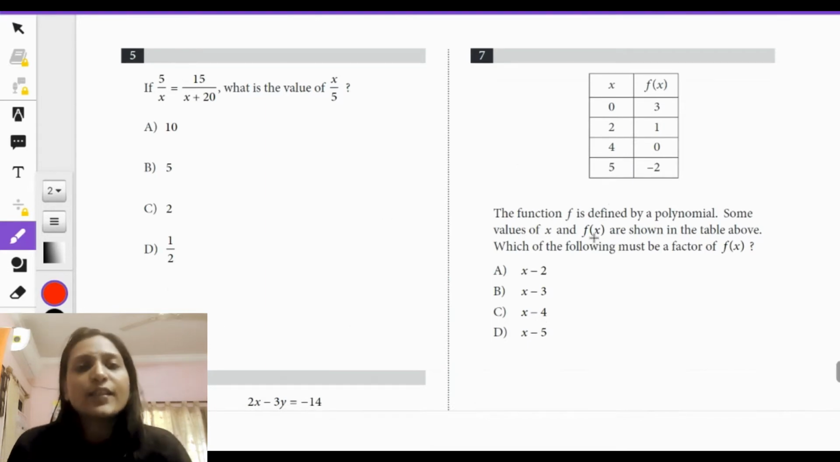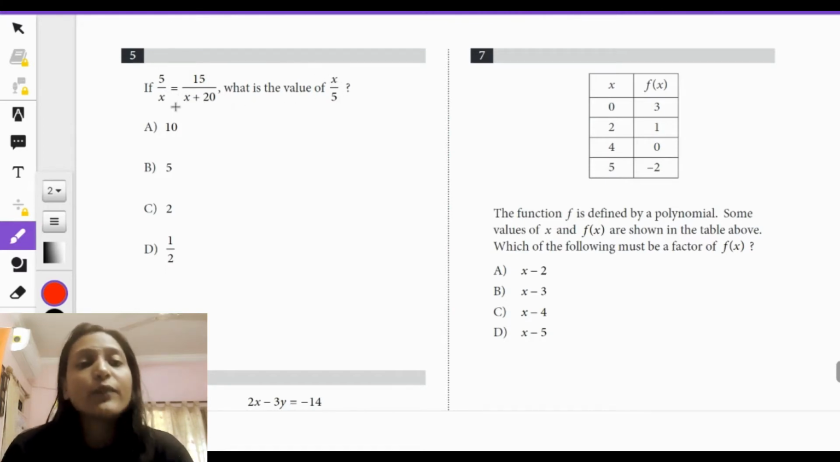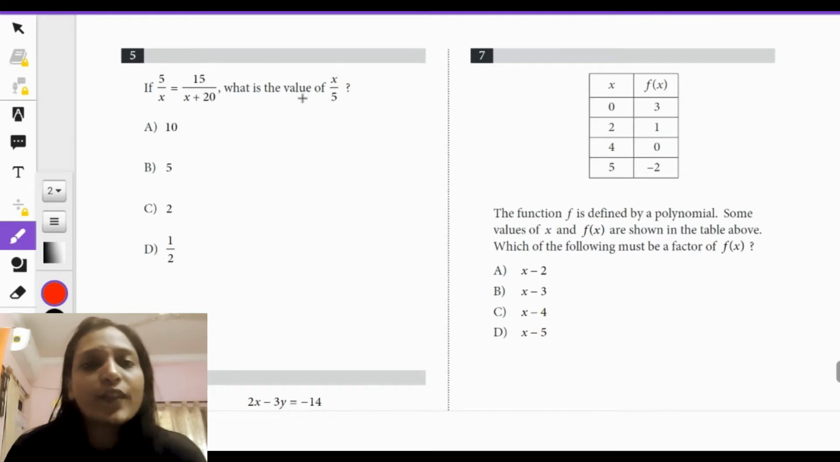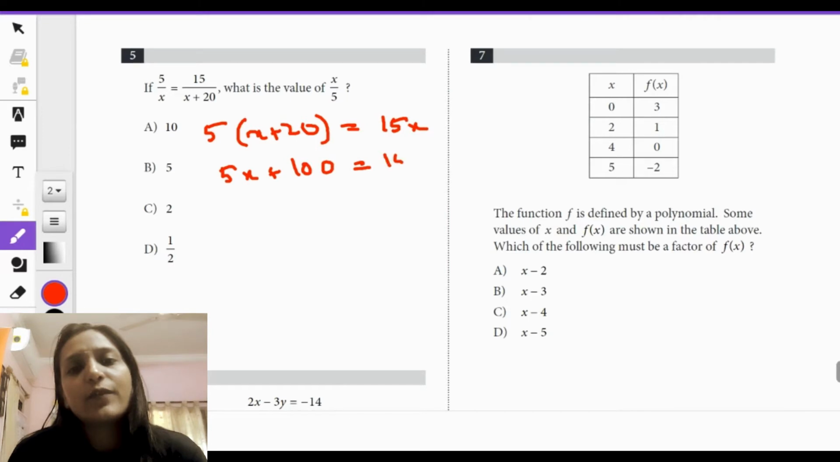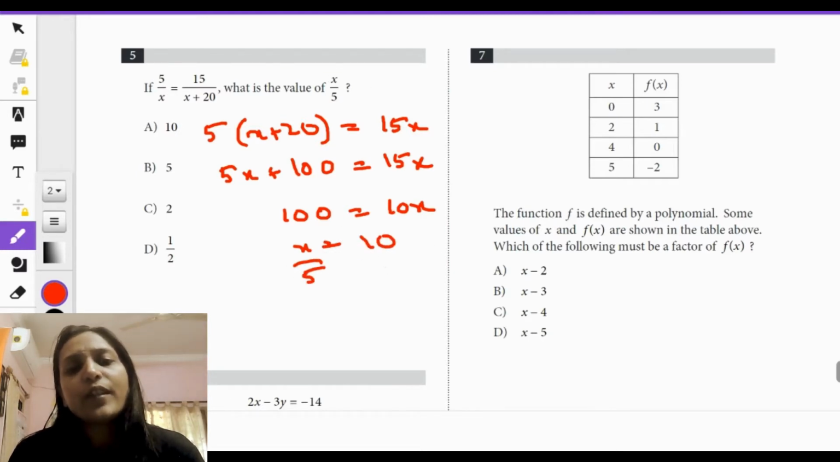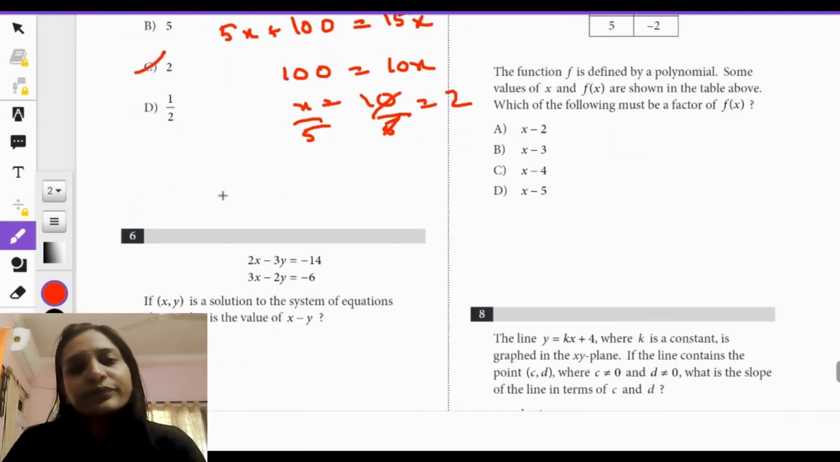Let's move ahead to the next part, which is x by 5 is equal to 15 times x by 20. Then what is x by 5? So here clearly we are looking to solve this. So I'm just going to cross multiply. So 5 times x plus 20 is equal to 15x. So 5x plus 20 times 5, which would be 100, is equal to 15x. So 100 is equal to 10x. So x is equal to 10. So x by 5 would be nothing but 10 by 5, which is going to be equal to 2. So your answer should be 2.